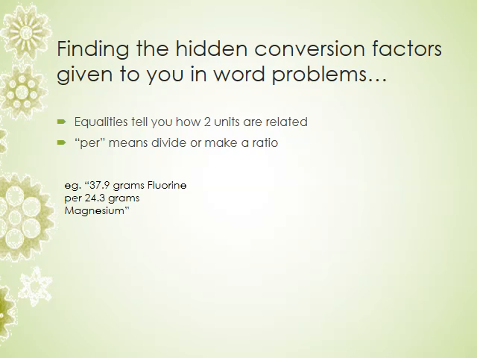If we're told 37.9 grams fluorine per 24.3 grams of magnesium, that's saying that 37.9 grams of fluorine per, and I'm going to put that as a dividing line and then move to the bottom of the fraction, 24.3 grams of magnesium. One of the nice tricks about our conversion factors being equal to 1 is that since the numerator and the denominator have equal values, we can flip them if it's a more useful conversion factor. So another conversion factor that might be useful in my problem would be 24.3 grams of magnesium per 37.9 grams of fluorine.